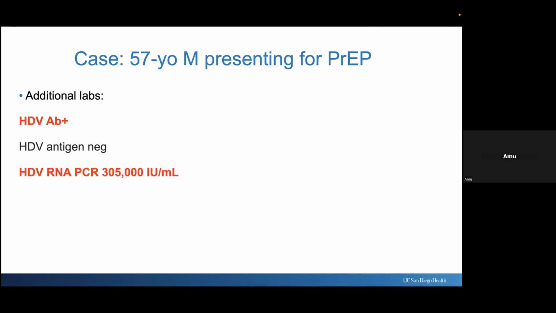His hepatitis D antibody test, however, did also return positive, and I ordered a send out test for hepatitis D viral load, which returned greater than 300,000. Liver biopsy was then planned as the standard for staging of fibrosis with hepatitis D infection.